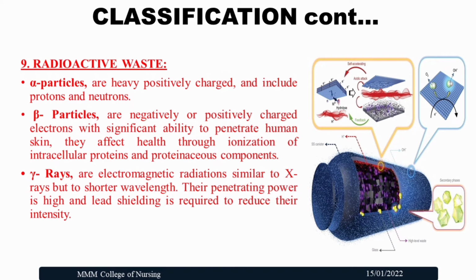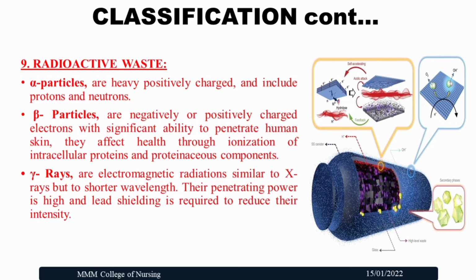The last one is radioactive waste. It includes X-rays, alpha and beta particles, and gamma rays emitted by radioactive substances. Alpha particles are heavily positively charged and include protons and neutrons. They have low penetrating power and are hazardous to humans mostly when inhaled or ingested.